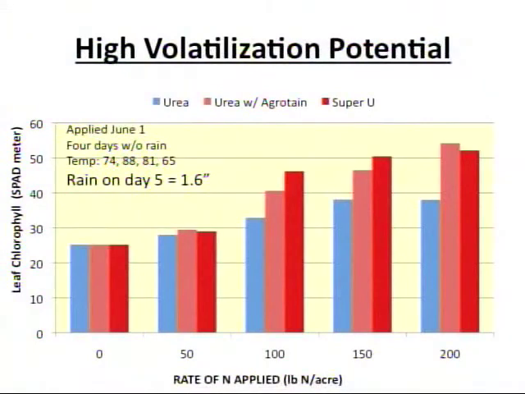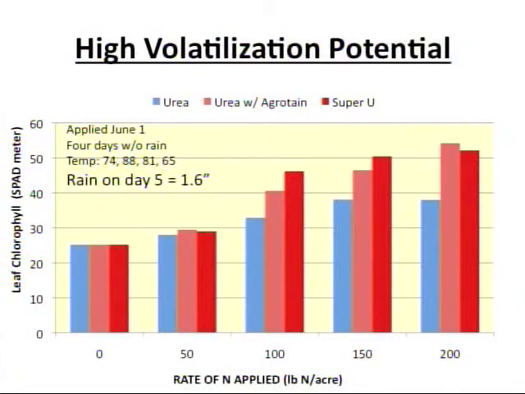Now if we go on to the next slide, this is some of the work that I've been doing. I've been evaluating different products for the last 4 or 5 years at the University of Delaware. In this study, we had 4 different rates of nitrogen, actually 5 if you include the control: 50, 100, 150, and 200 pounds of nitrogen along the x-axis. And then along the y-axis, what you're looking at is leaf chlorophyll using a SPAD meter, which measures the relative greenness of the plant and gives you a relative reading of the nitrogen status.